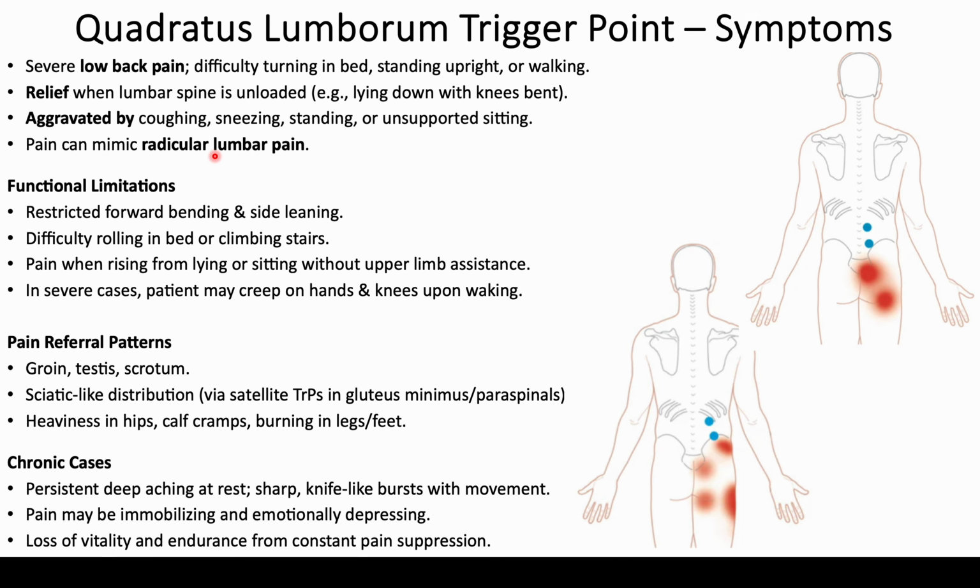Pain referral patterns: groin, testes, scrotum, sciatic-like distribution, heaviness in hips, leg cramps, burning, and in chronic cases, a persistent deep ache at rest, with sharp knife-like bursts with movement. Pain may be immobilizing and emotionally depressing, with loss of vitality and endurance from constant pain suppression.